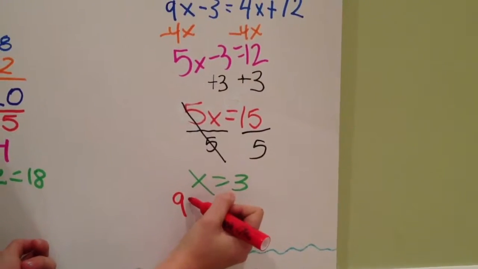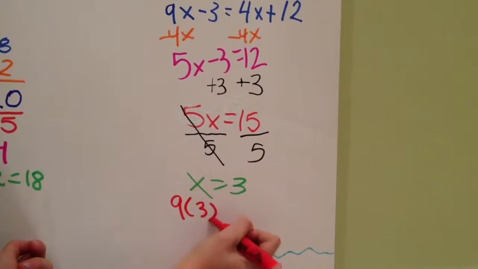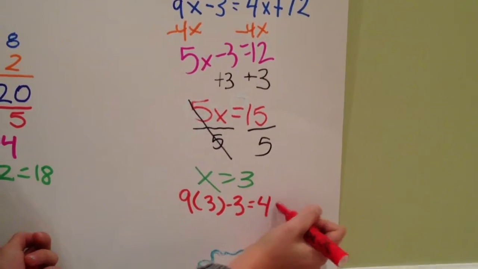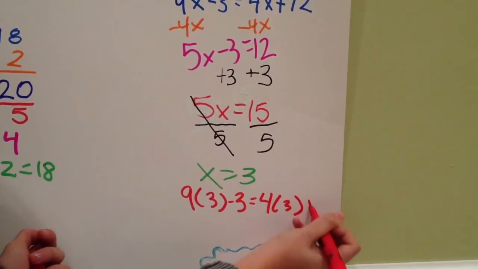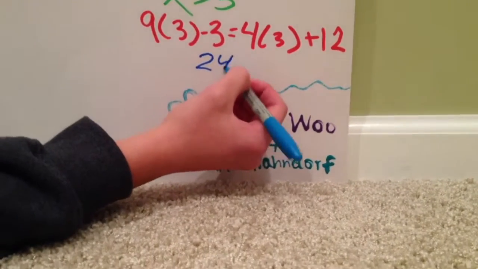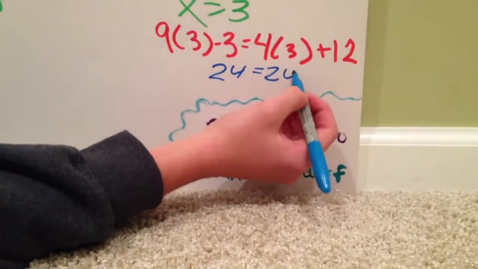The final step is to check your work. All you have to do is plug in 3 for x. If it equals 24 on each side, then you finished the problem correctly.